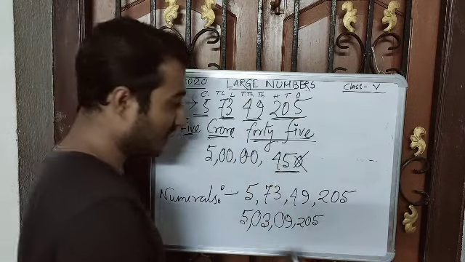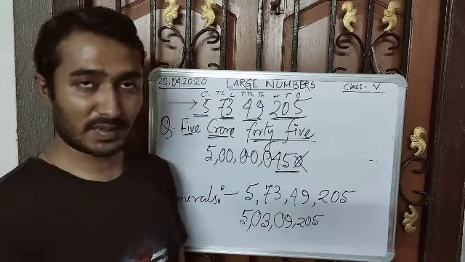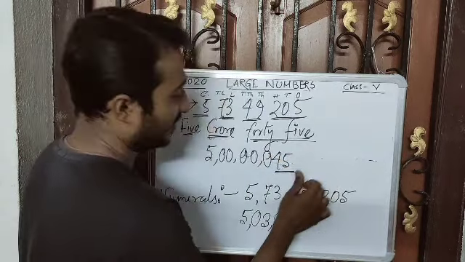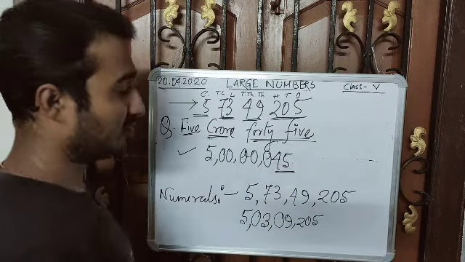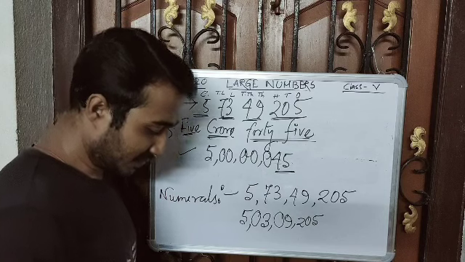How can we keep it 45? Put a 0 in front of it, not after it. Now the number remains 45. So it is 5 crore 45. Clear? Okay.